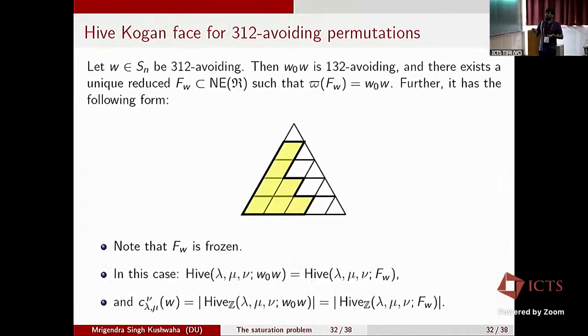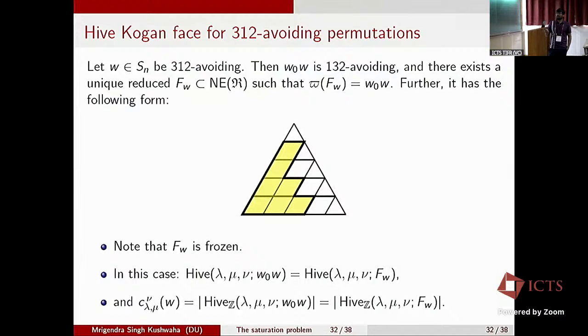Okay, so now we come towards the proof. We take a hive Kogan face and see how it works, that is, what the hive Kogan face for a 312 avoiding permutation looks like. If W is a 312 avoiding permutation, then W naught W will be a 132 avoiding permutation.